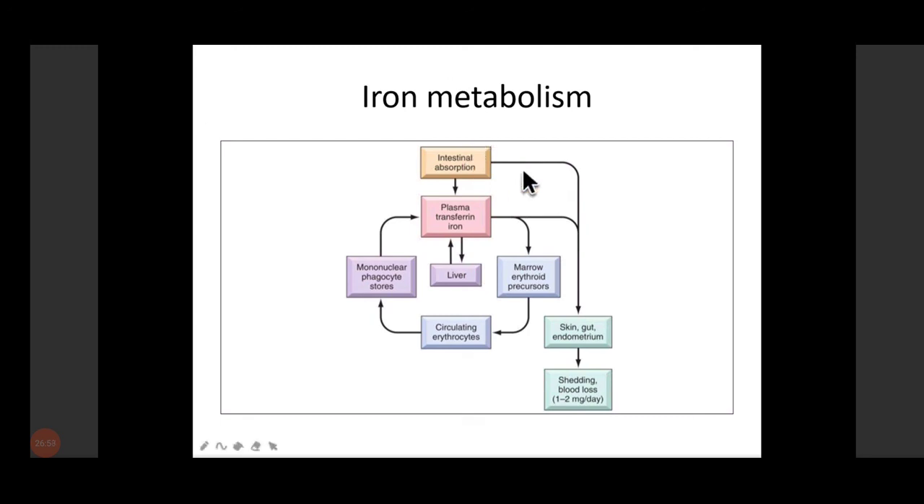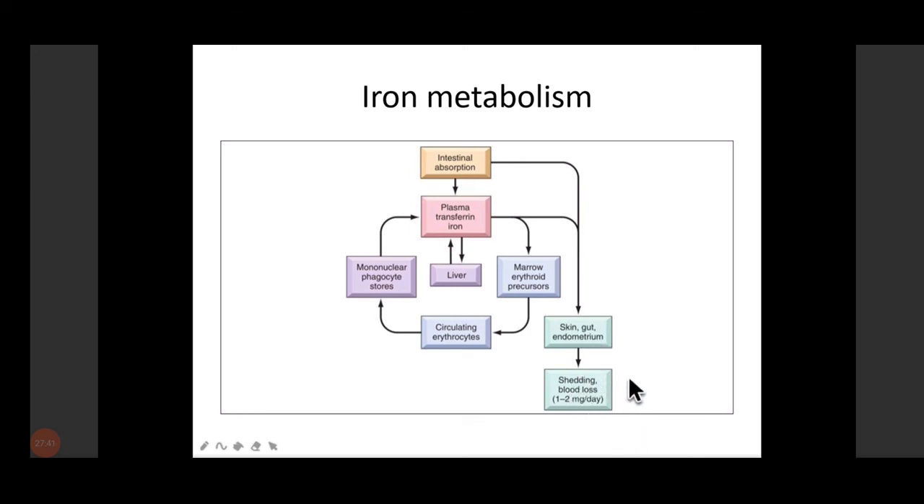This is taken from the diagram of iron metabolism. We have the intestinal absorption, then transferrin and iron, which goes to the liver. The transferrin iron goes to the marrow erythroid precursors, from where the RBCs are formed, and it goes to the erythrocytes. Then the mononuclear phagocytic system breaks them down after 120 days, and the iron goes again to the plasma transferrin, to be stored in the liver. Some iron can be lost from the gut or shed with the skin or the endometrium.